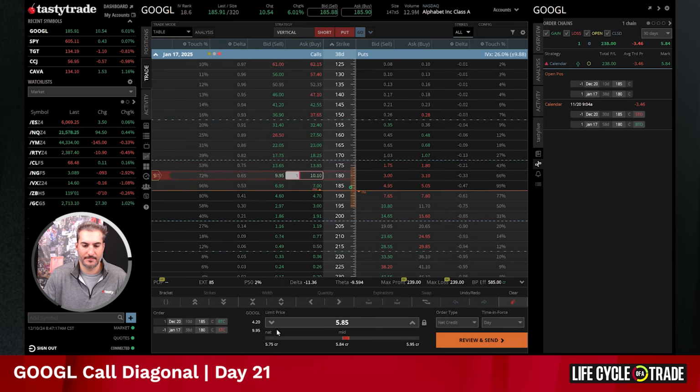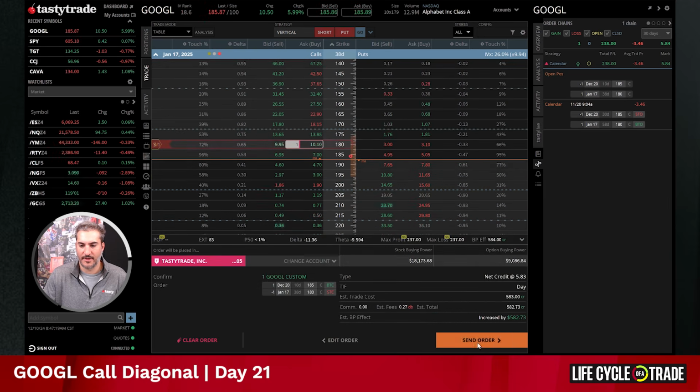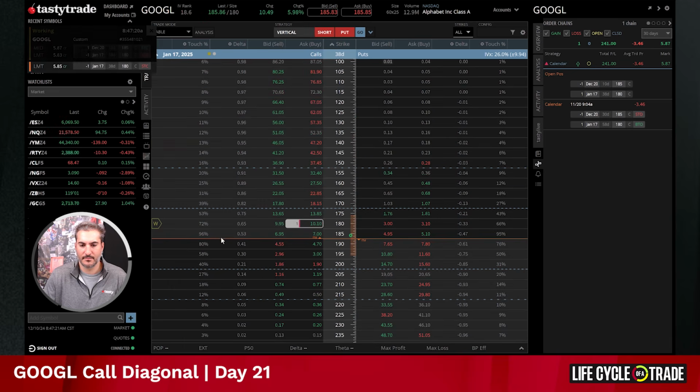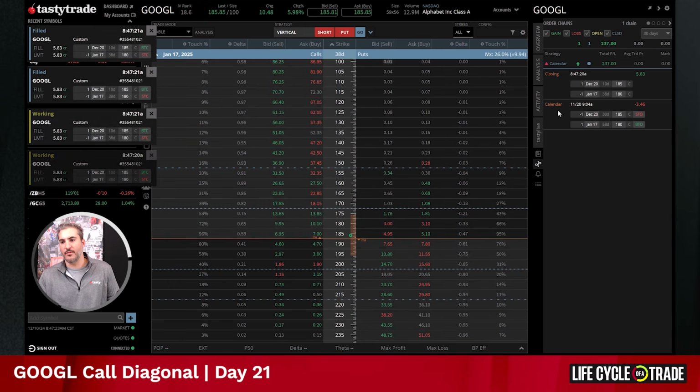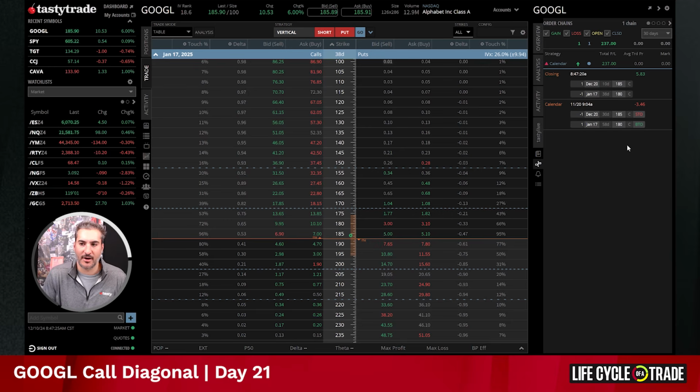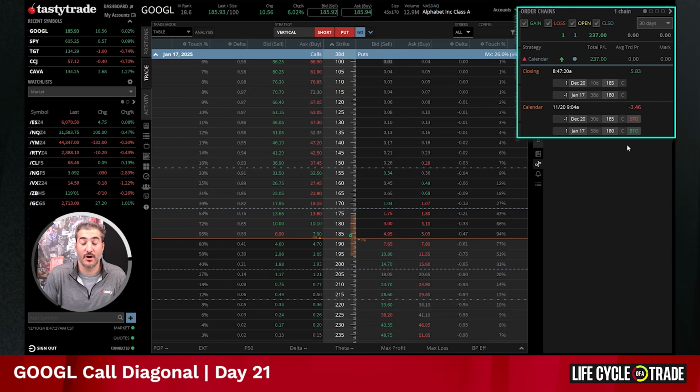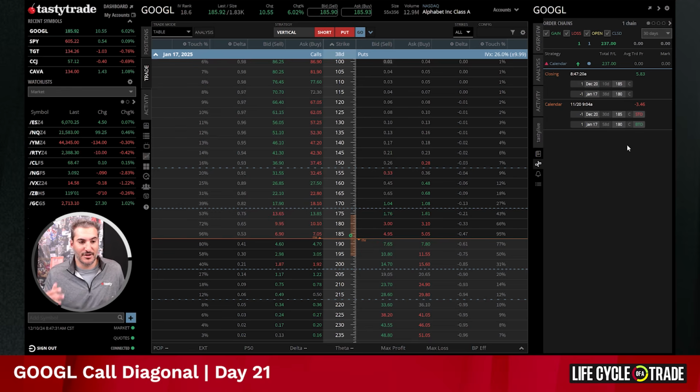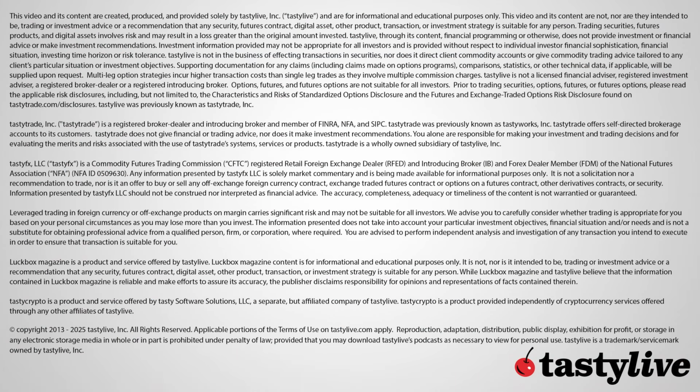No fill there. 583. There we go. We get filled at 583 on that call diagonal spread, $237 profit. About as good as it gets. News-driven rally here in Google, which was perfect. So nice little trade, call diagonal spread worked out nicely.